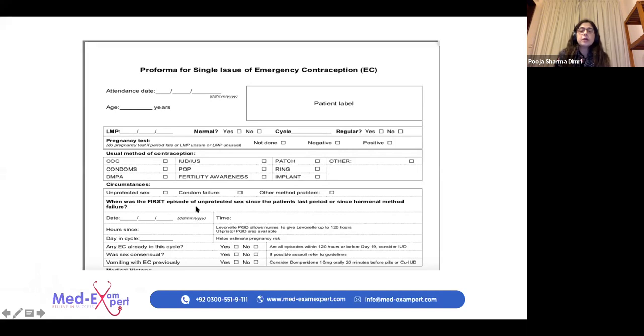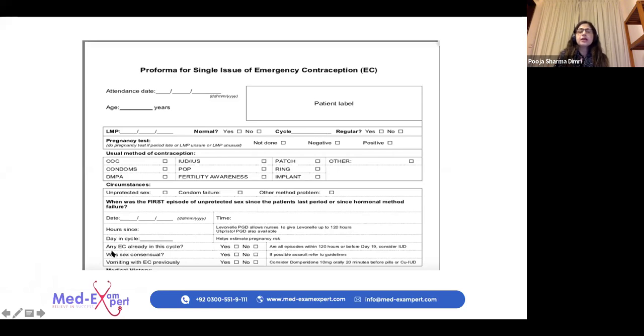When was the first episode of unprotected sex since the patient's last period or since hormonal failure? The date. Whether this is the first or there is another intercourse earlier, so you have to emphasize that the emergency contraception given now will not protect against the previous unprotected intercourse and even the unprotected intercourse taking place later in the cycle. And then when you're talking about copper T, you can say that it will protect against further acts of unprotected intercourse, where the tablets would not, okay?